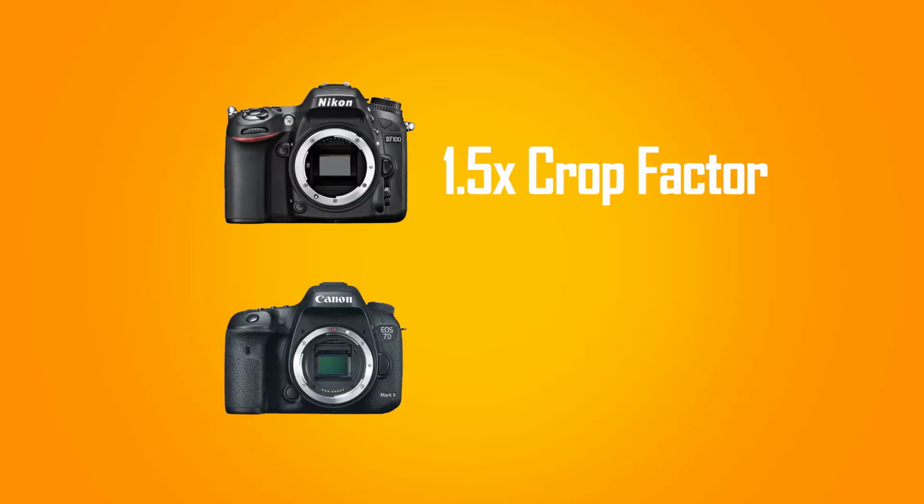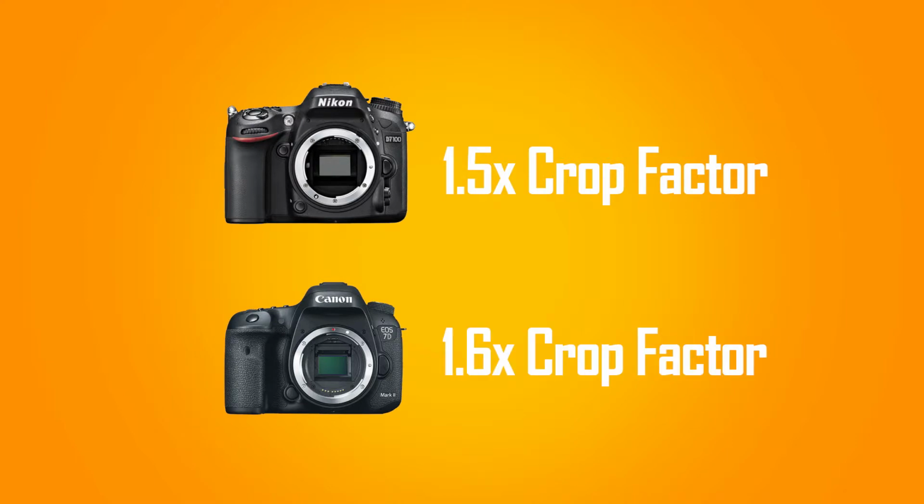For most Nikons, their crop factor is 1.5, and most Canon APS-C cameras have a 1.6 crop factor. Since lots of modern DSLRs have a smaller sensor size, and they have lens mount systems that will allow you to use different lenses, you need to know the crop factor to get the desired focal length.